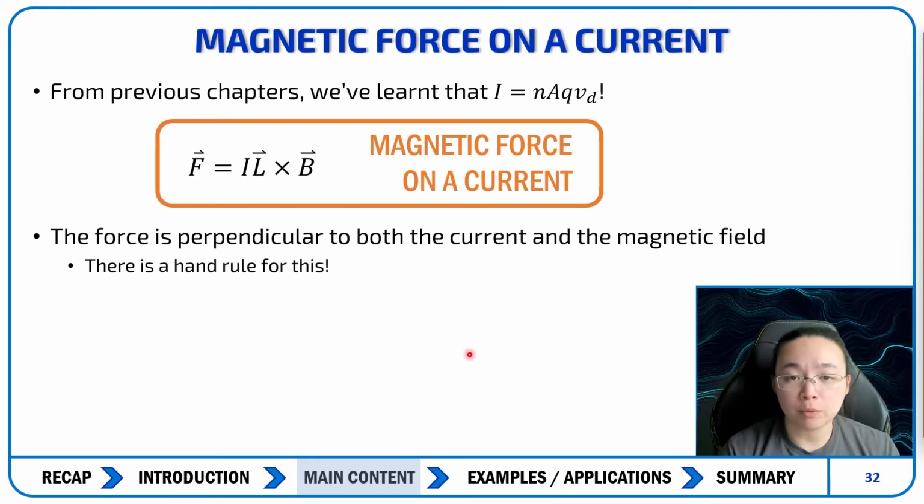So from the previous chapters, we've learned that this equation, I is equal to nAqVd, and that was the microscopic view of current. So we can immediately apply that and replace those terms in the equation for force with I. So then you have F equals IL crossed with B. And that's very important because now we have a succinct equation for the magnetic force on a current. So in this case, the force is perpendicular to both the current and the magnetic field. But there is a hand rule for this, and it's the right-hand rule revisited.